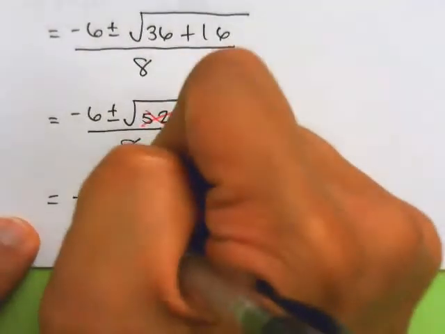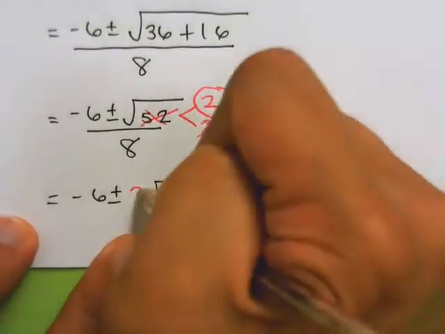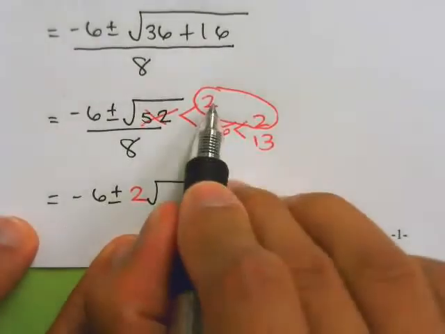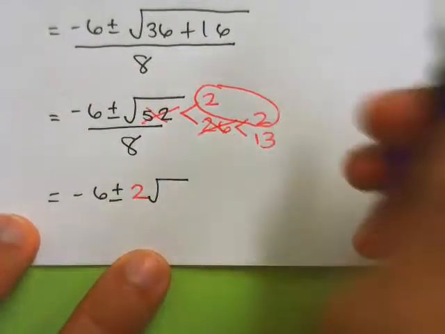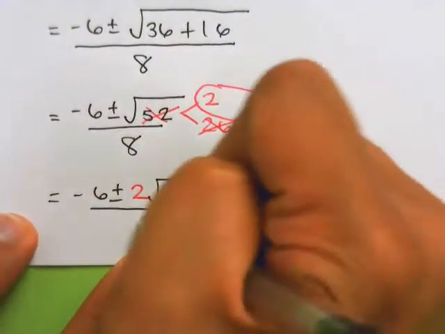Okay, anyway, -6 plus or minus. Remember what goes on the outside. What goes on the outside is the 2, only one time. What goes back in the inside is the 13. And then all over 8.